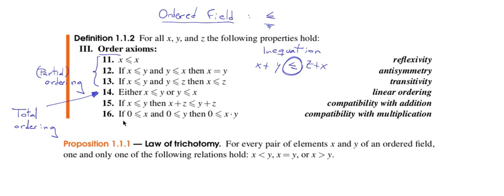And finally, the compatibility with the multiplication. If 0 is smaller or equal than x and 0 is smaller or equal than y, then 0 will be smaller or equal than the product. So if x is a positive number and y is a positive number, the product of the two will be a positive number, right?